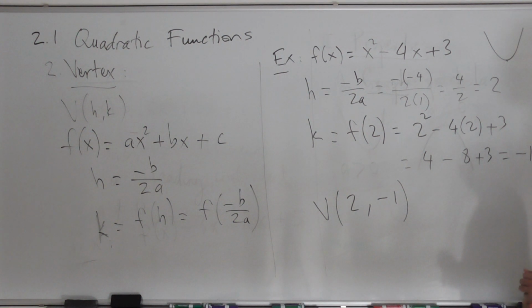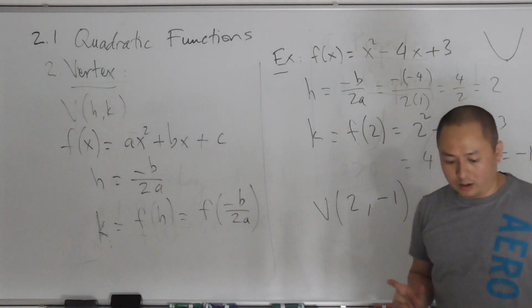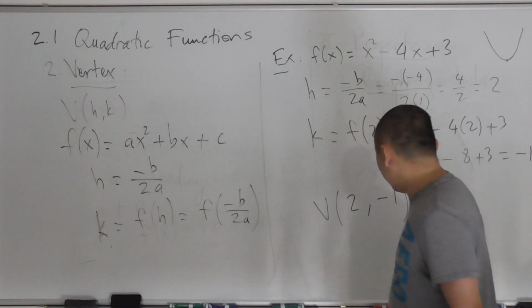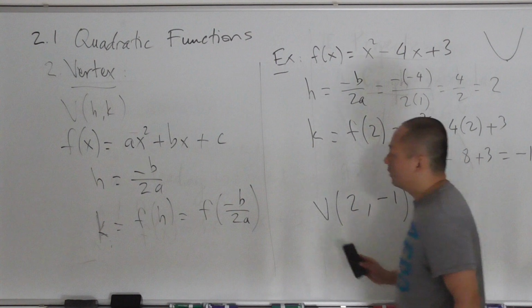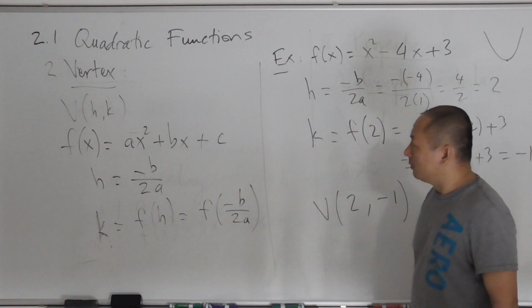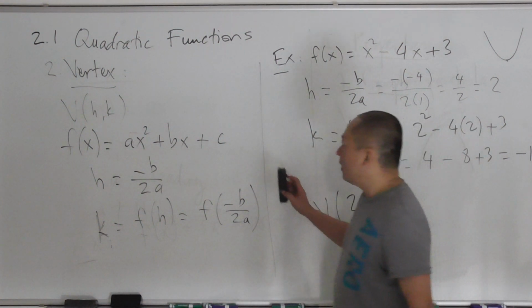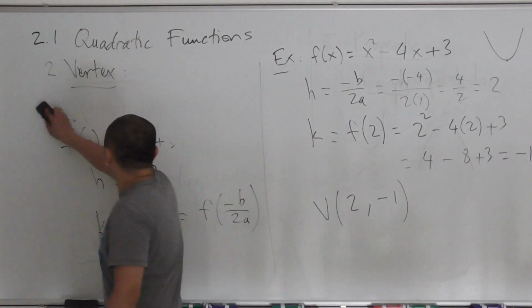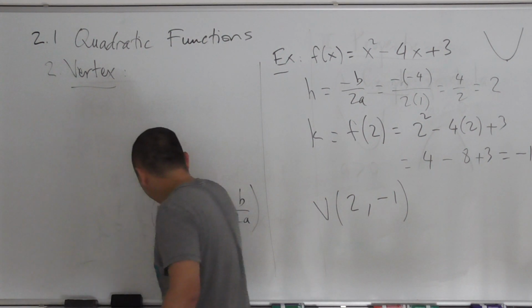Okay, that's the second property of quadratic functions. We know the graph is going to be a parabola, either upward or downward, and the lowest point or the highest point, called the vertex, is calculated with the formula. All right, let's move on to the third property, number 3.